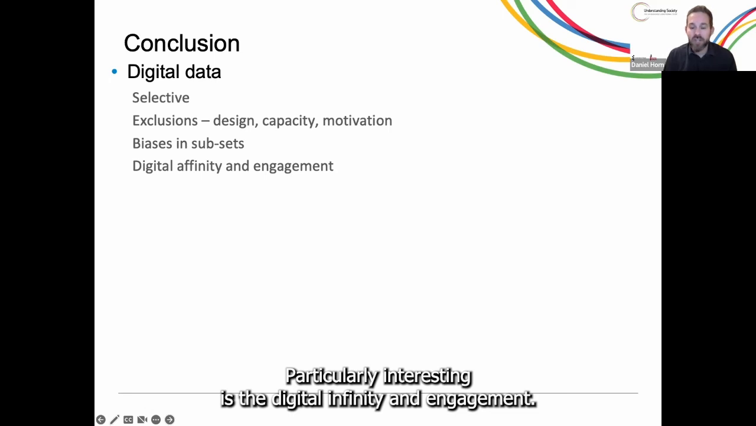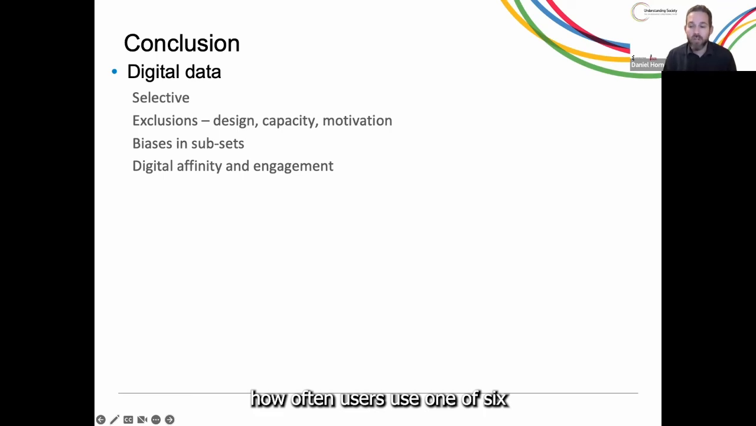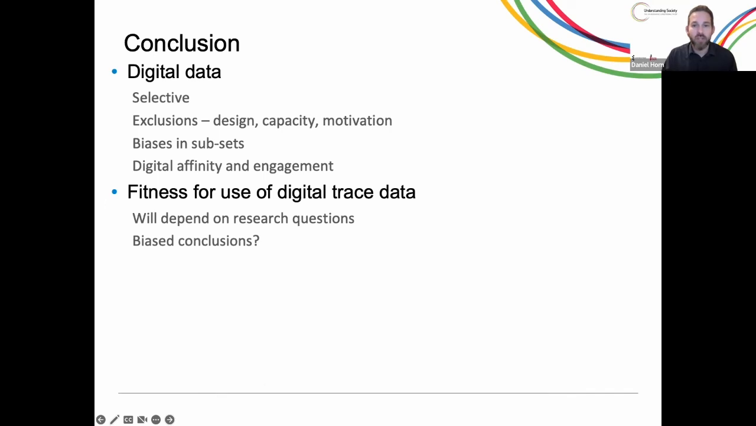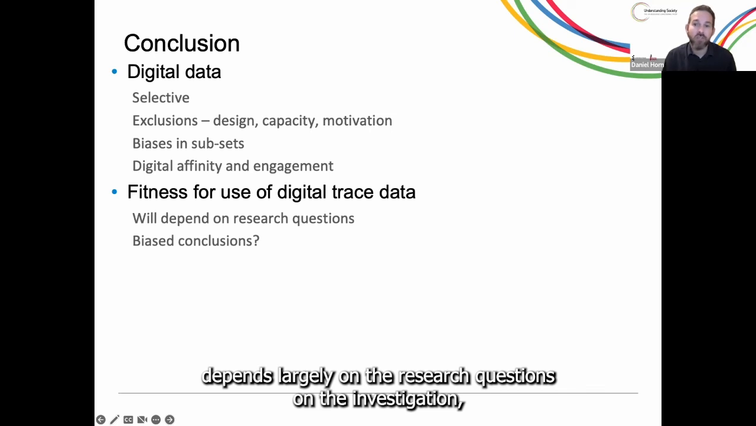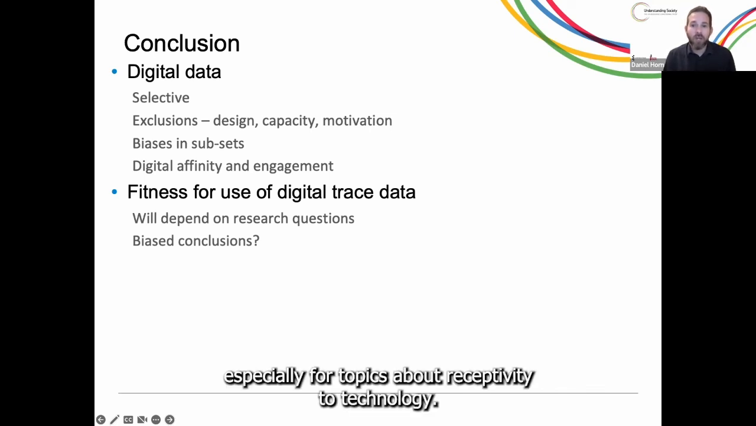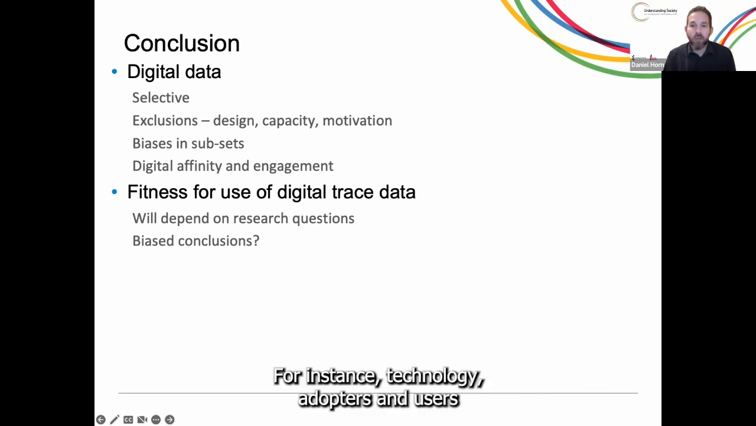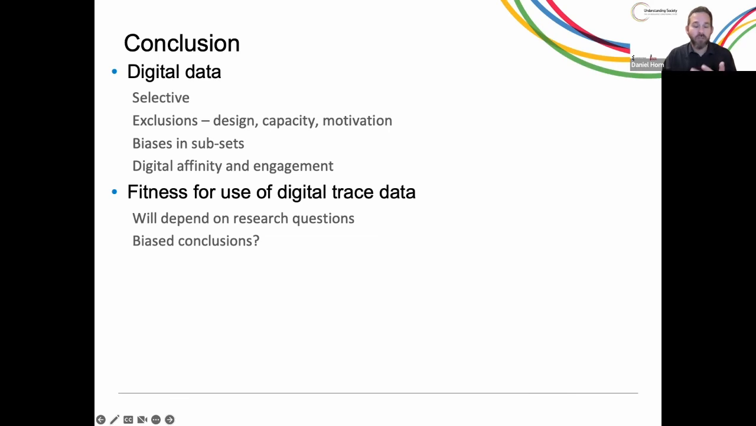Particularly interesting is the digital affinity and engagement. And by this, we mean the composite variable, which measures how often users use one of 6 digital technology measures. And this calls into question the fitness for use of digital trace data in surveys. How we approach the use of the trace data depends largely on the research questions under investigation, especially for topics about receptivity to technology. For instance, technology adopters and users may not approximate the general population, and how we answer these questions is a function of the caveats built into the data generation process.